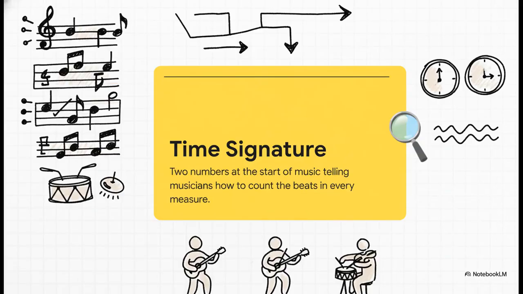Okay, so let's get the official term out of the way. It's called a time signature. And you can think of it as the foundational map for a song's entire rhythm. I mean, without it, all the musicians in a band or an orchestra, they'd have no clue how to stay together. It would be total chaos.